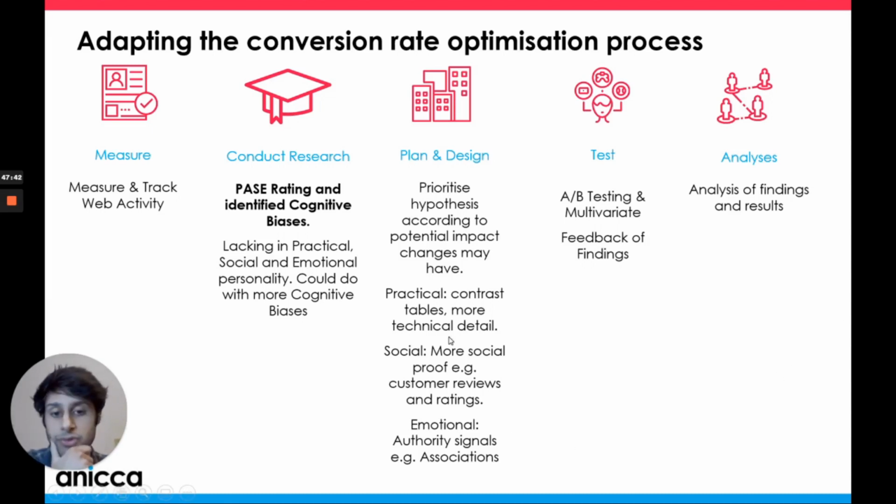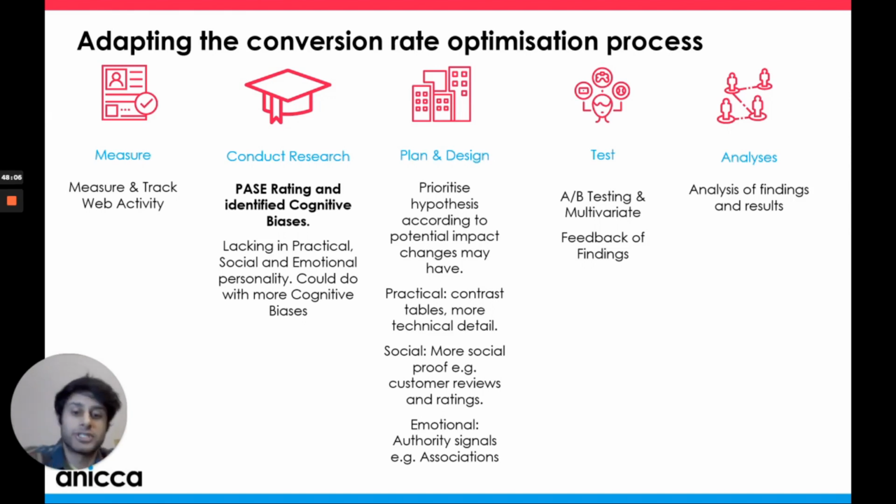Social: we need to get more social proof. You need to put more social proof in there, so put customer reviews and ratings. You can also put videos, images of people using that product, or just images of people in general. That would really boost the social appeal to the social people.